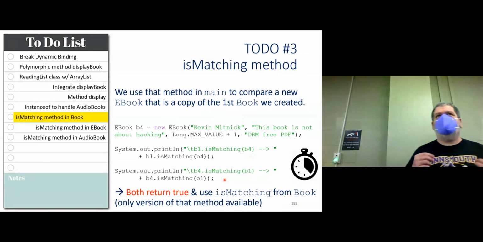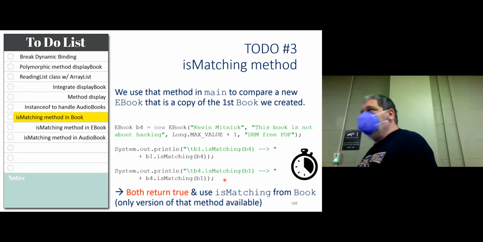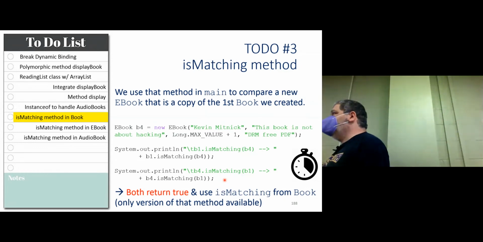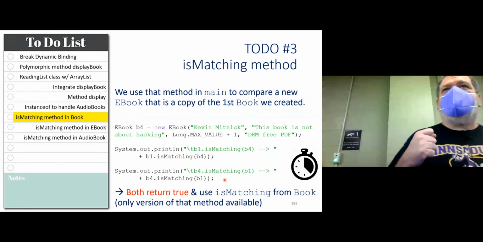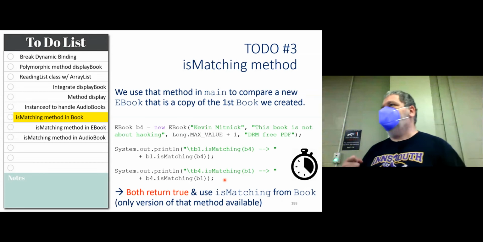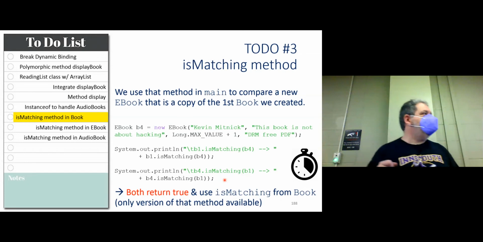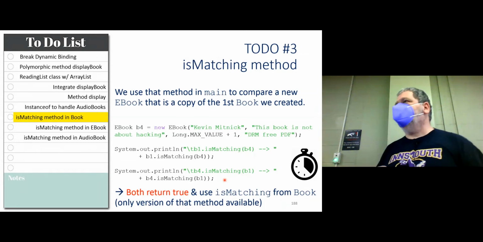These two are going to return the same thing, and they are going to return true. Based on what we wrote, yeah, that makes sense. The title, ISBN, and author are the same. Therefore, I'm going to return true. Okay? It's not always the case that if B1.isMatching(B3) is true, then B3.isMatching(B1) is guaranteed to be true. We are going to see that in the next few examples.